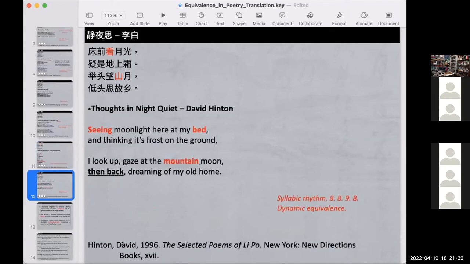Another one by David Hinton in '96, again using the second version: seeing moonlight here at my bed and thinking it's frost on the ground. I look up, gaze at the mountain moon, then back dreaming of my old home. Again, there is no end rhyme. And we can see that there is not much rhythm within the lines, except maybe the alliteration in "mountain moon."